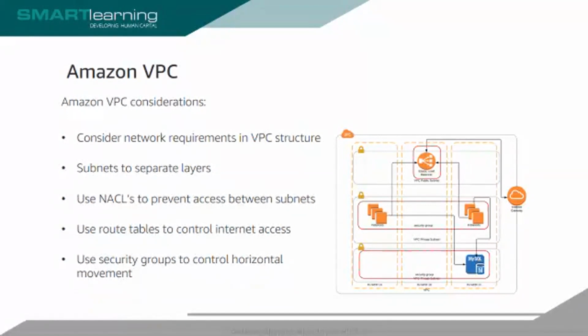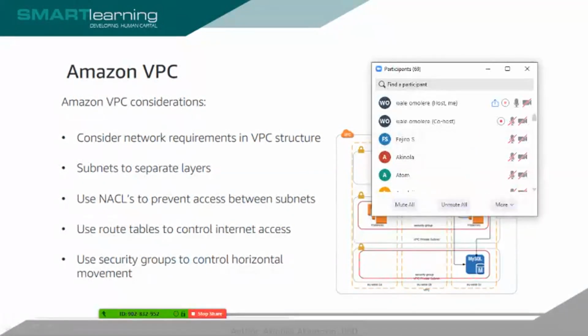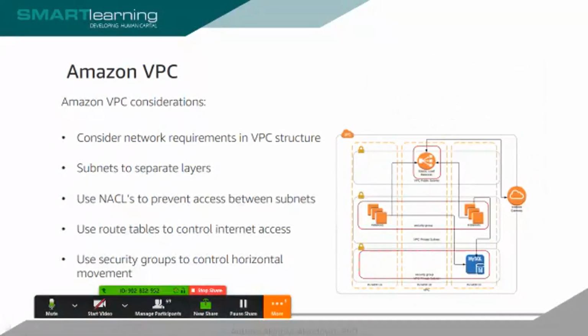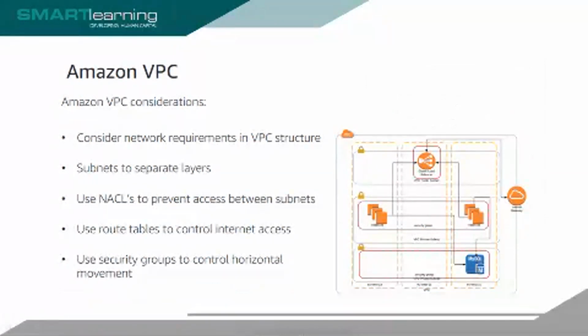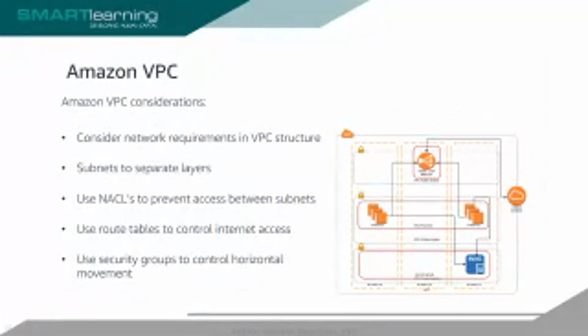You can use NACLs, Network Access Control Lists, and that will help you prevent traffic across these layers. So NACLs help you separate this network. You can use route tables too to control internet access to your environment. Then security groups, very, very important, for horizontal movement within the same subnet. For the vertical, across subnets, you use NACL. For the horizontal, within the same subnet, you use security groups for isolation.